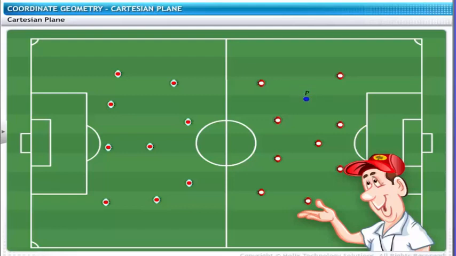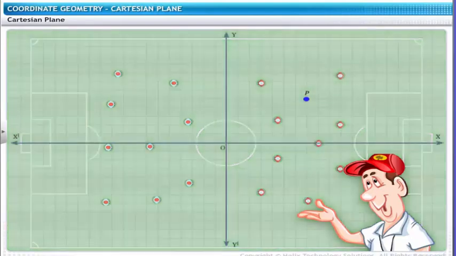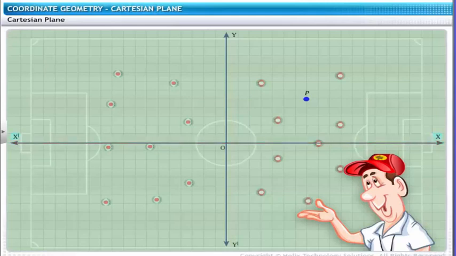We can resolve this problem by regarding the football field as a Cartesian plane, which is represented as a graph. The length of the field on the Cartesian plane is the horizontal line XX', and the breadth of the field is the vertical line YY'. YY' intersects with XX' at point O.